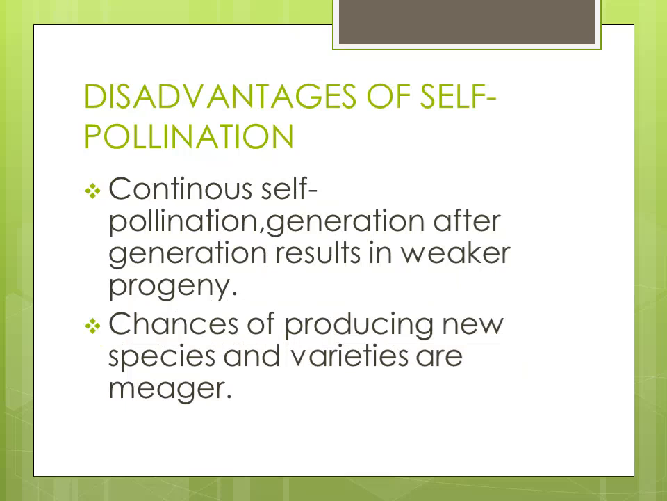Disadvantages of self-pollination. There are some disadvantages also. If continuous self-pollination occurs generation after generation, the progeny will be very weak. Progeny means the generations will be a very weak population. So there may be an extinction of the species. And then new varieties we cannot observe through self-pollination. So these are the two disadvantages of self-pollination.